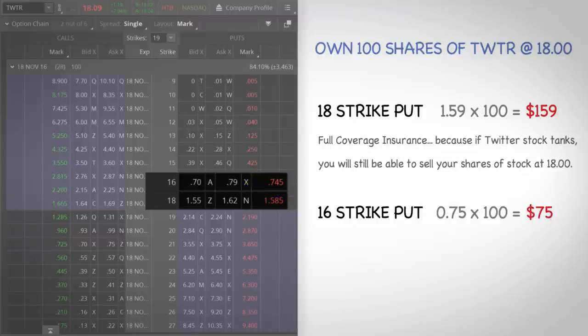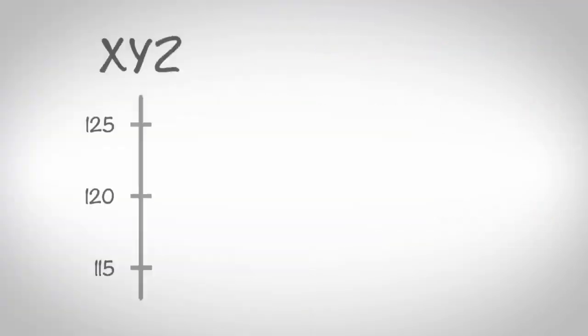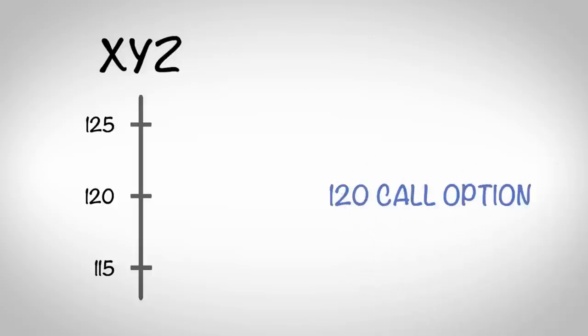The reason it's cheaper is because it would only insure $16 per share worth of your investment rather than the full amount of $18 per share. Now, let's look at an entirely different example. Let's say you own the 120 strike call option on stock XYZ. You don't own any stock, you just own the call option. And this call option would, of course, give you the right to buy shares of XYZ stock at 120.